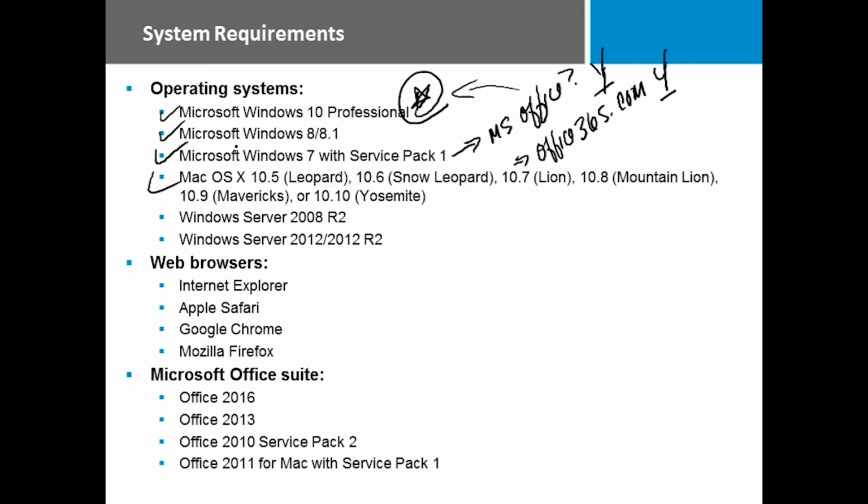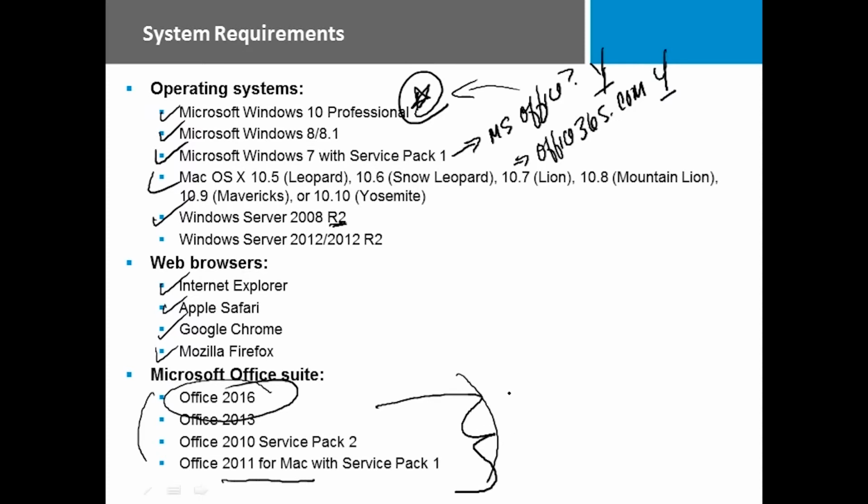Mac OS, we've got 10.5, 10.6, 10.7, 10.8, 10.9, and 10.10. You can run this on Windows Server 2008. It must be R2. And web browsers, we have Internet Explorer, Safari, Google, Mozilla. We also have Microsoft Edge that's out. And of course, it'll work just fine with Office 2013, 2010, 2011 if you're on a Mac, and of course the most recent 2016.